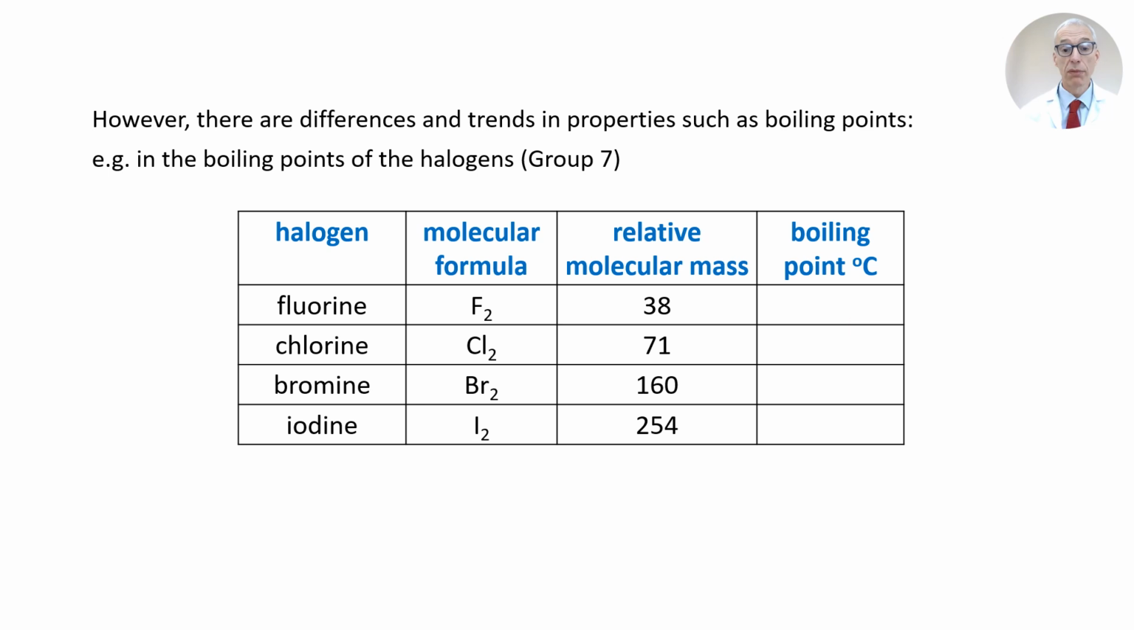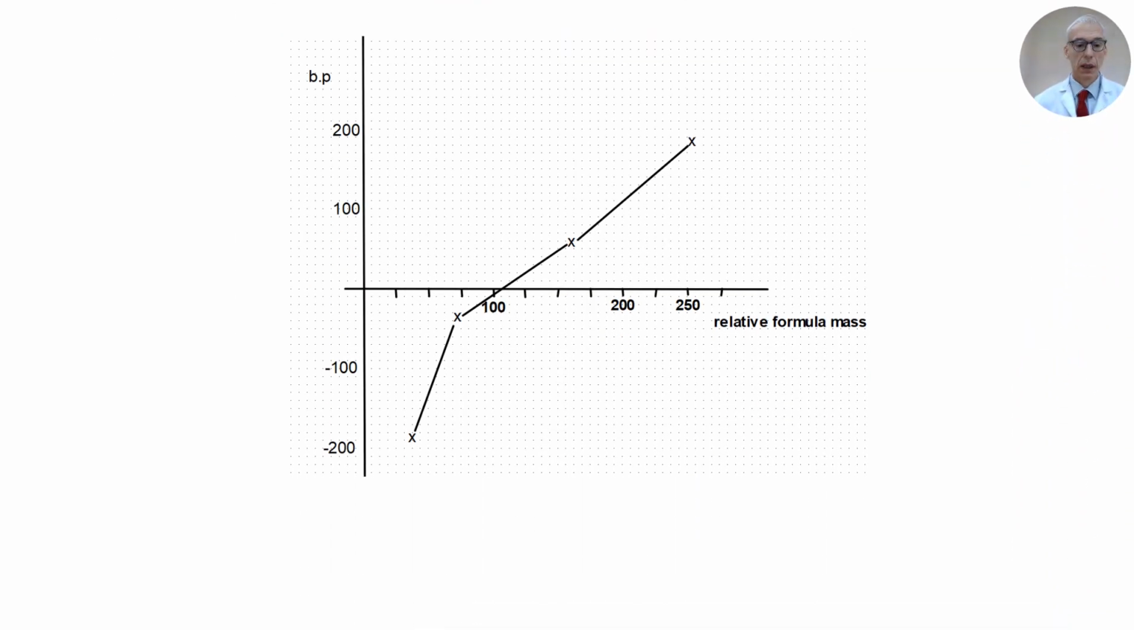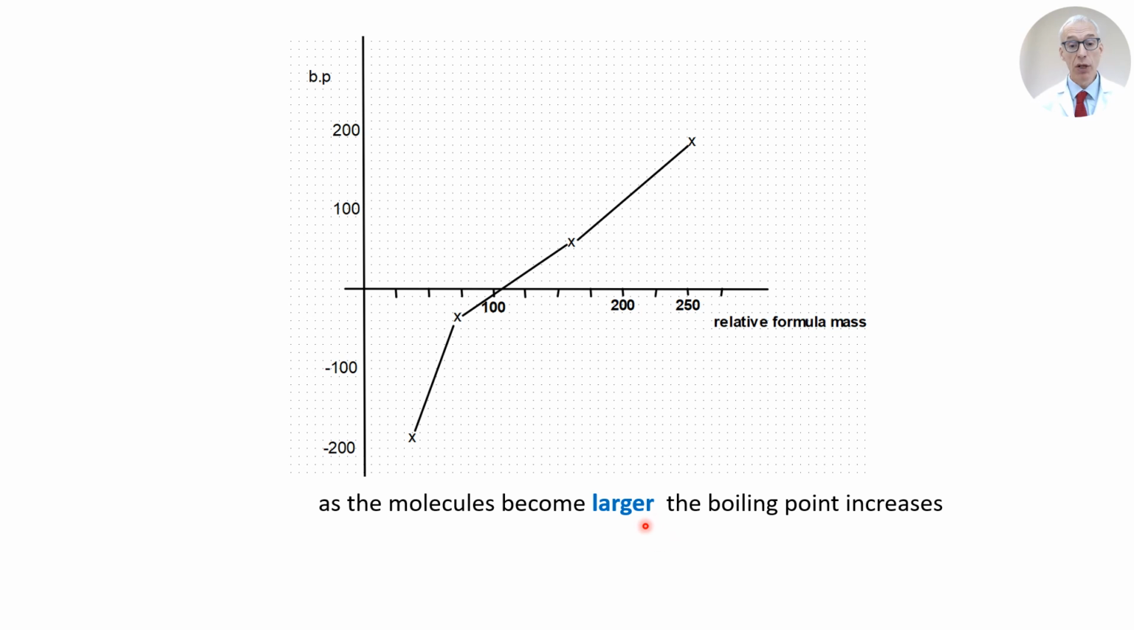I will supply you with the boiling points. We have a boiling point of -188 for fluorine, -35 for chlorine, 59 for bromine, and 184 for iodine. And if I graph those, we can see that there is a trend that relates increases in relative formula mass to increases in boiling point. As the molecules become larger, their relative formula mass increases, then the boiling point increases.